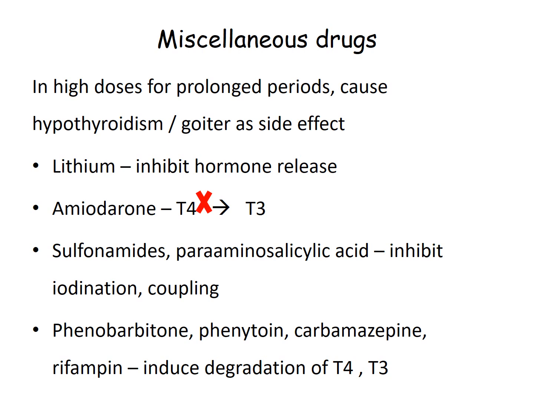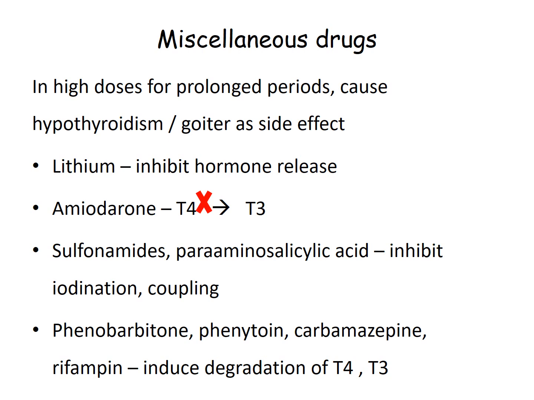And some miscellaneous drugs, in high doses or over a prolonged period, cause hypothyroidism and goiter as a side effect. They include lithium. Lithium can inhibit the hormone release. So lithium has some action on hormone release. Amiodarone is an antiarrhythmic drug. It inhibits the peripheral conversion of T4 to T3, so it can also cause hypothyroidism.